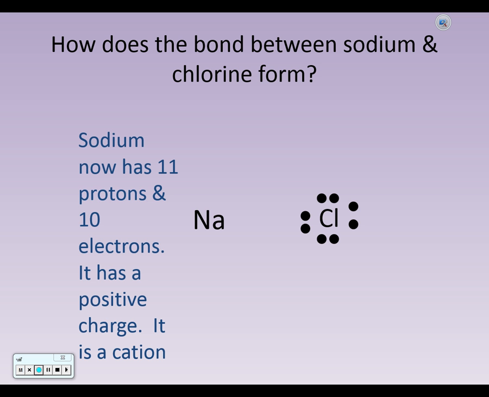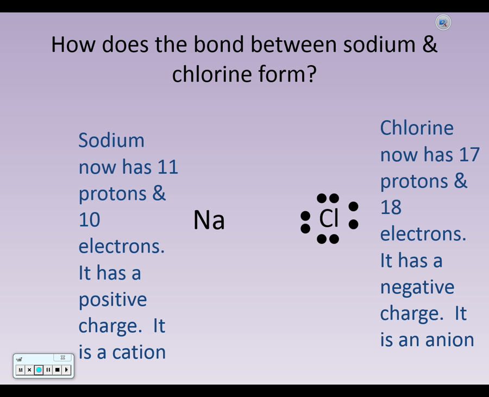But on the other hand, chlorine now has 17 protons, but it has 18 electrons. And I know chlorine has 17 protons because that's what? That's its atomic number. So chlorine now has 17 protons, but 18 electrons. It now has a negative charge because it has more electrons than protons. And so it is now an anion.